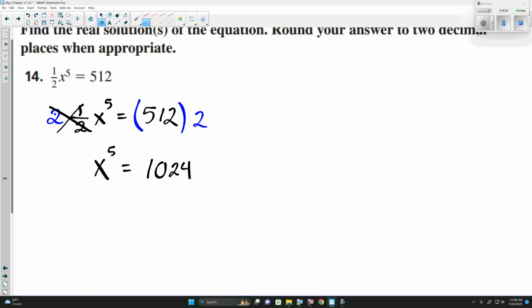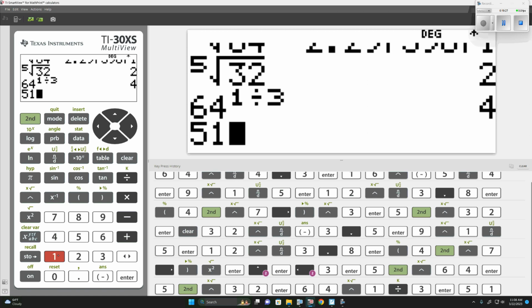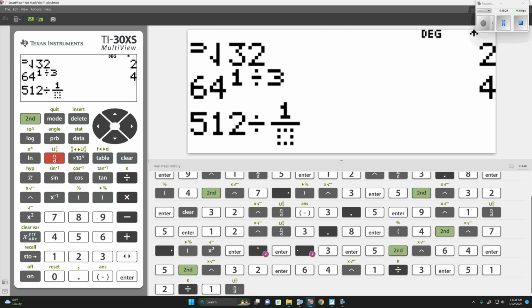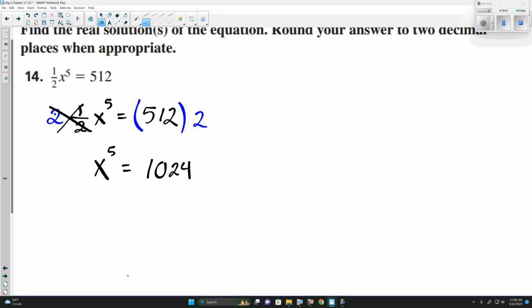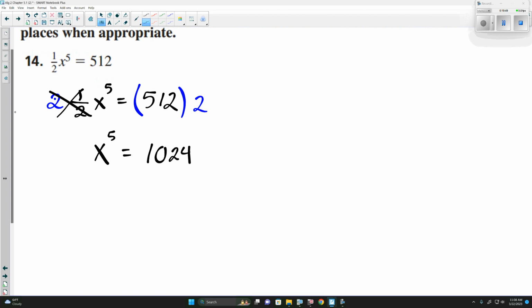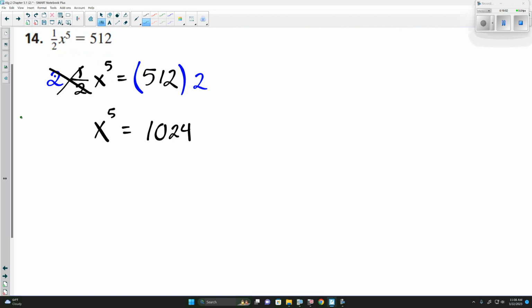We get 1024. Now, if we divided 512 by a half, we still get the same. Now, especially on the ACT, flipping the fraction and multiplying can be a little bit nicer, especially when your time's involved. But if you have a calculator, dividing by the fraction still works well. Either way works. Because if we were doing this by hand and I didn't have a calculator, doing the multiplication of 2 is a little bit easier than trying to divide by 1/2.